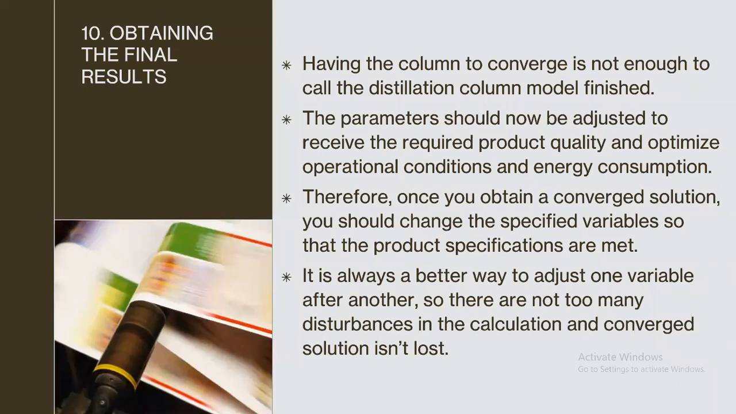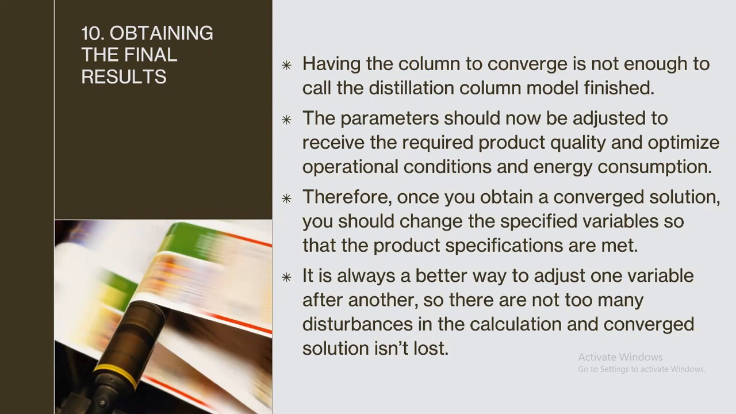Obtaining the final results. We have done that. Having the column converge is not enough to call the distillation column model finished, right? The parameters should now be adjusted to receive the required product quality, of which we did receive the required product quality, and to optimize operational conditions and energy consumption. So you have to know that we did manage to get the required product quality, but we did not optimize the operational conditions and energy consumption, which means our feed stage is not optimized.